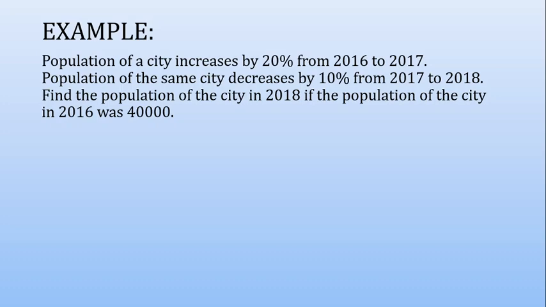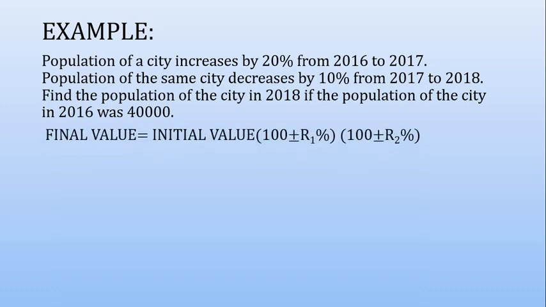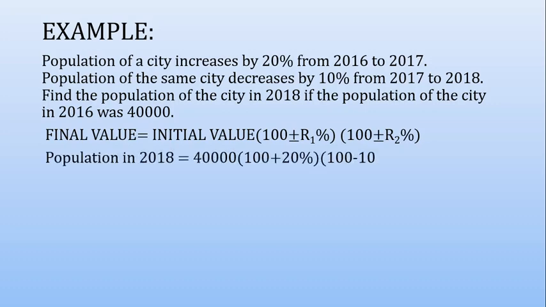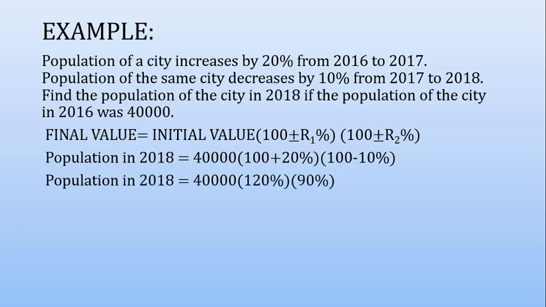Now for this, first let's list the formula, which is final value is equal to initial value times 100 plus or minus R1% times 100 plus or minus R2%. So taking two terms is enough here because we are only dealing with two changes. Now population in 2018 will be given by initial value 40,000 times 100 plus 20%, because from 2016 to 2017 it is increasing, whereas 100 minus 10%, because from 2017 to 2018 it is 10% decreasing. Now 100 plus 20% is nothing but 120%, and 100 minus 10% is nothing but 90%. So the population of 2018 would be 40,000 times 120% times 90%.